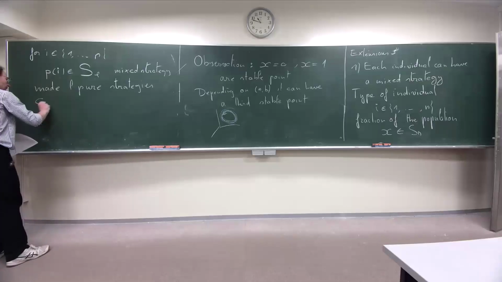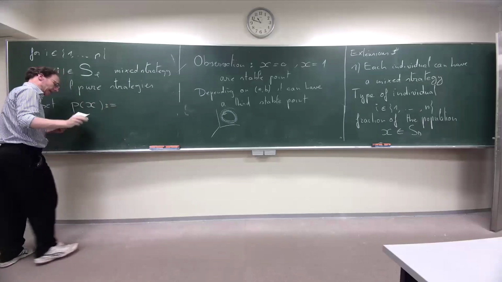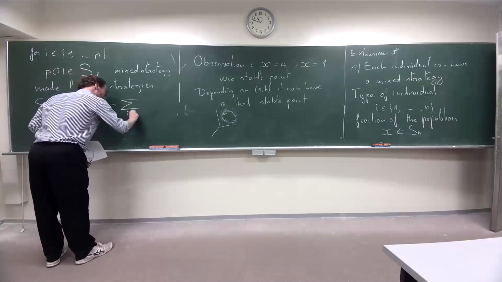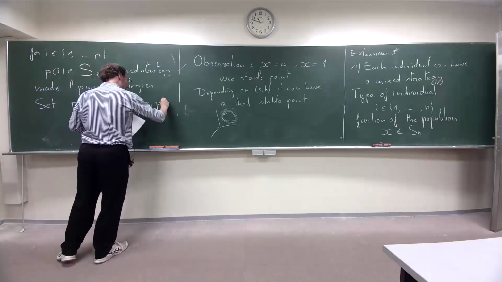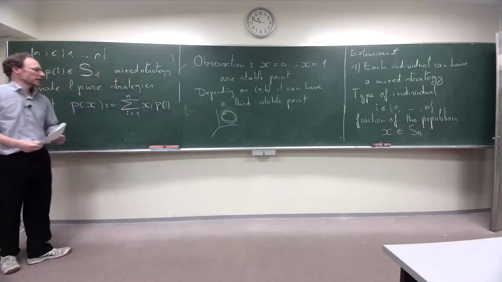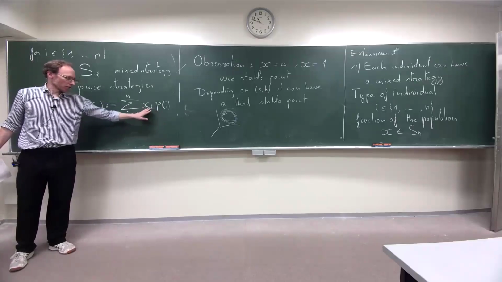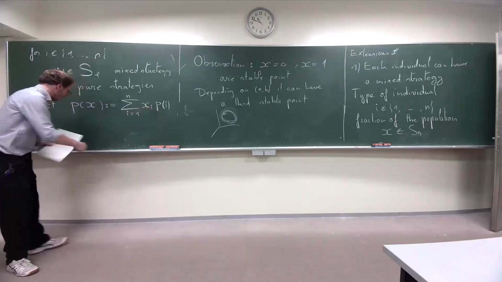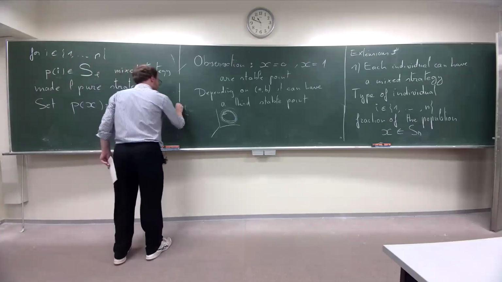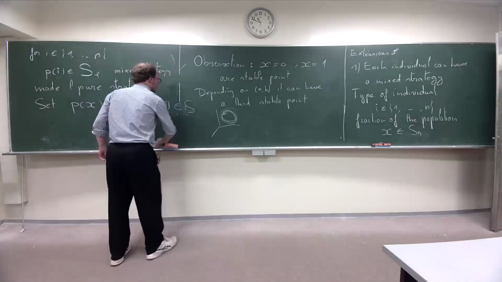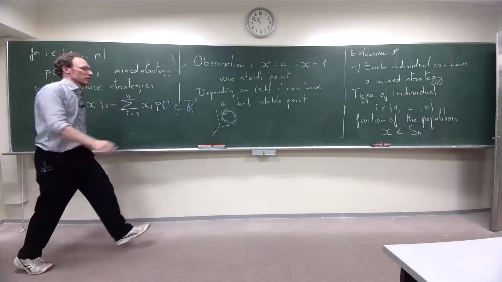So we set, I need one more thing. I set p of x is a sum i from 1 up to n, xi pi. So be careful, what is this object? This is just a number. This is a vector, so I sum vectors with some coefficients. So it means this is an element of S, not of RL. And these are positive.